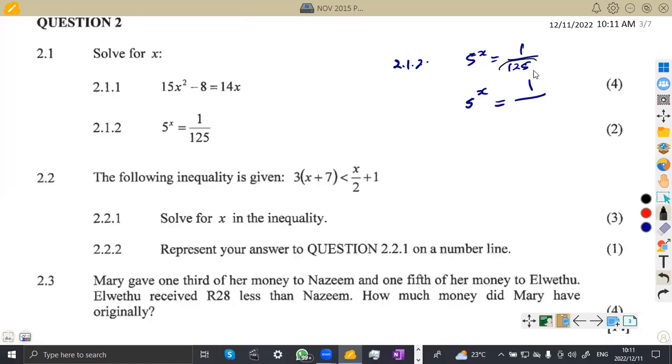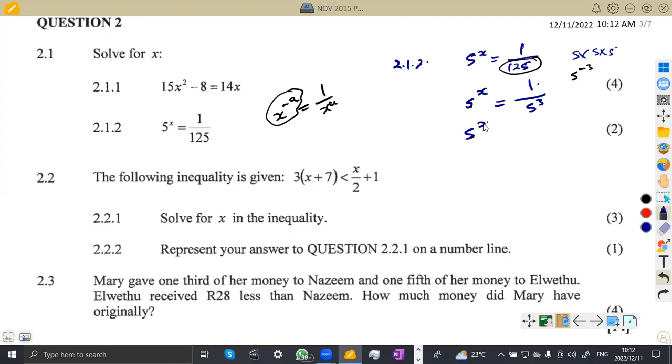1/125 can be written in terms of 5. That's 5 to the exponent of 3. So if you multiply 5 times 5 times 5, you get 125. If you do not know this, you try all the exponents up to a number where you get 125. Okay, 1/5 to the exponent of 3 is the same as 5 to the exponent of -3. Remember, x to the exponent of -a is 1/x to the exponent of a. So you simply introduce a negative on the exponent.